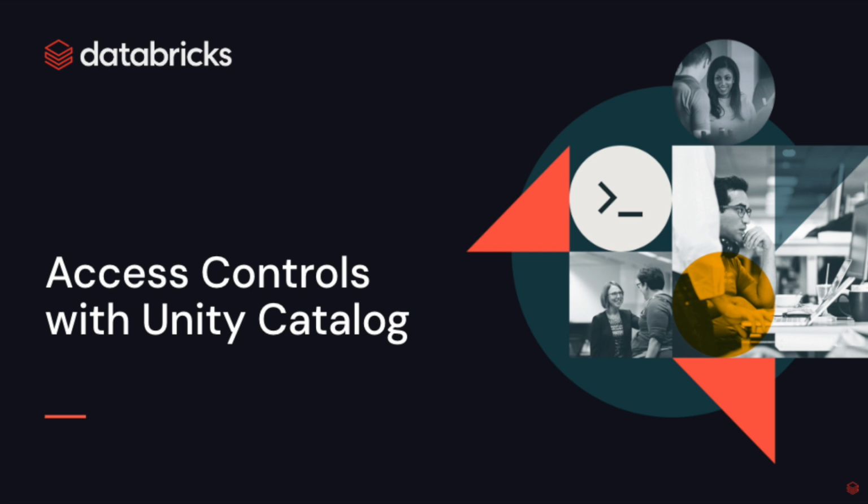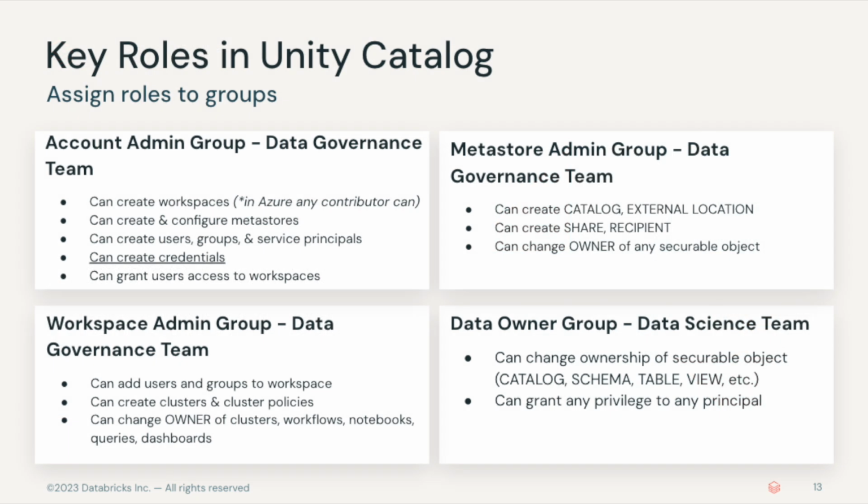In this video, I'm going to share with you how Unity Catalog centrally governs and audits data access across workspaces. As the data governance leader of your organization, you and your central governance team have been granted full admin capabilities and can grant access to workspaces or metastores to users, groups, or service principals in your organization.